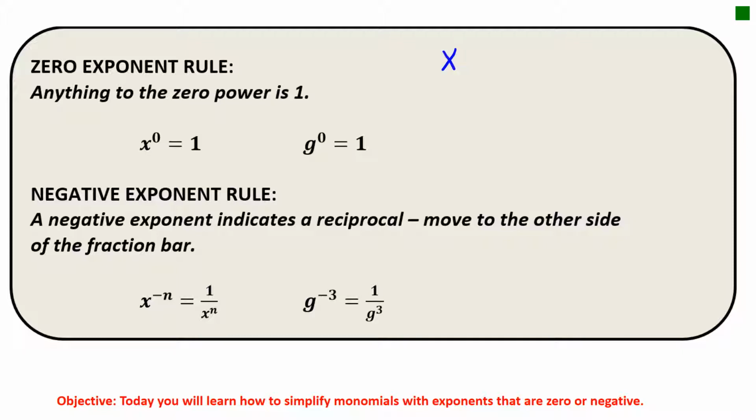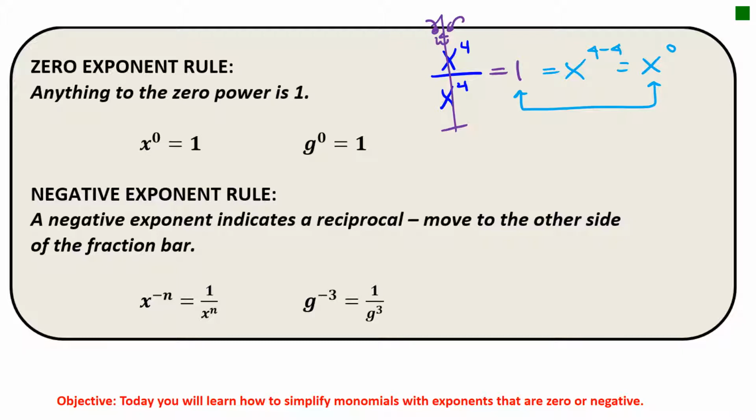Here's why. If I have x to the fourth over x to the fourth, x to the fourth. We said anything over itself is equal to 1 in disguise, right? So we know this equals 1. Well, we also know by our power rules that when we have the same base in the numerator and denominator, we subtract the exponents, so we get x to the 0. So therefore, anything to the 0 power equals 1.